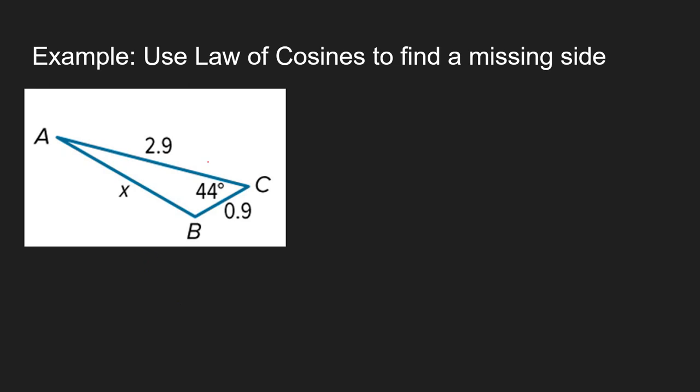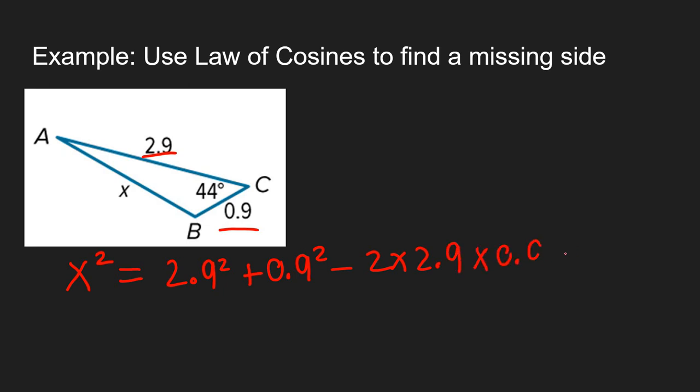So instead of saying A, B, and C, let's keep it simple. I'm trying to find x, right? So I'll use x. x squared equals, and what two sides are we given? We're given 2.9 and we're given 0.9. So it will be x squared equals 2.9 squared plus 0.9 squared minus 2 times 2.9 times 0.9 times cosine of the angle. And in this case, the angle is 44 degrees.